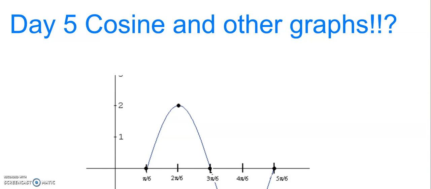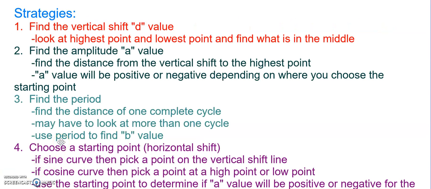Before we get into cosine though, I just want to emphasize our strategies for anytime we're given a graph, because this is going to be the same again for the cosine function. So this is what we just did with the sine function. If we are given the graph and we're trying to write the equation for the line, first identify the vertical shift. That's what we call our D value, remember? So we're going to look for the highest point and the lowest point, and then we find whatever is in the middle. That's the vertical shift. Sometimes you have heard me refer to that as the midline as well.